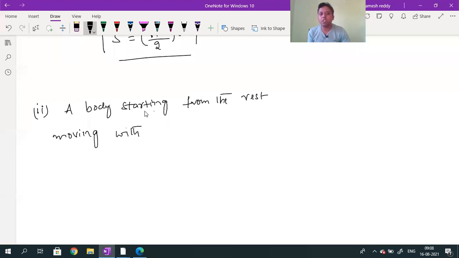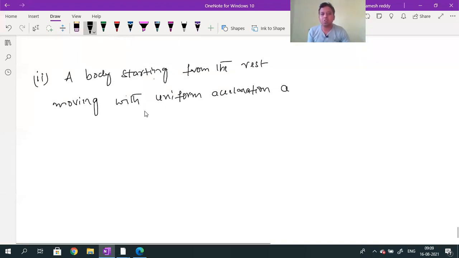Moving with the uniform acceleration E. Which value? E value. Now, what is the ratio of?